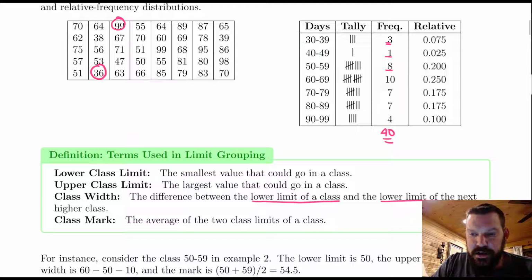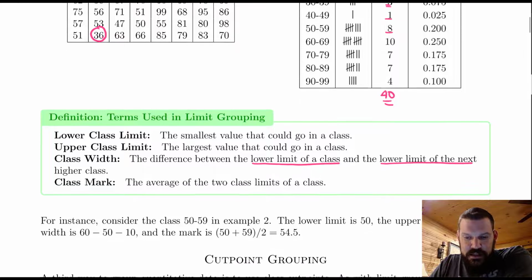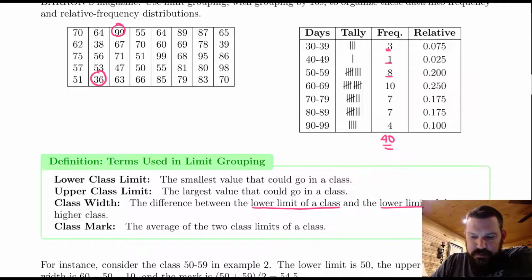And we can compare that all the way down. 50 minus 40 is 10. 60 minus 50 is 10. 70 minus 60. 80 minus 70. 90 minus 80. So all of our widths in this particular table meet the criteria that we specified earlier of being a width of 10. And then the class mark is the average of the two class limits of a class. So if I wanted to find the class mark of 30 to 39, I would add them together, get 69, divide that by 2, and I get 34.5. So that's the class mark.